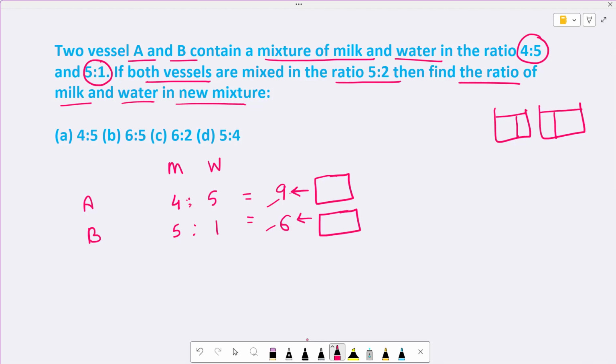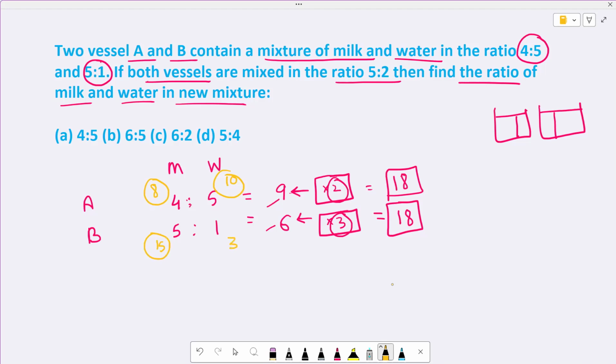So LCM of 9 and 6 is 18. So 9 will have to multiply by 2 and 6 by 3. These are the two numbers. And here we'll get 18. Here also we will get 18. So 18 is the total quantity here that we have. So we have to multiply 4 and 5 by 2. So here it becomes 8 and 5 becomes 10 here. And then 5 becomes 15 and then 1 becomes 3 here.